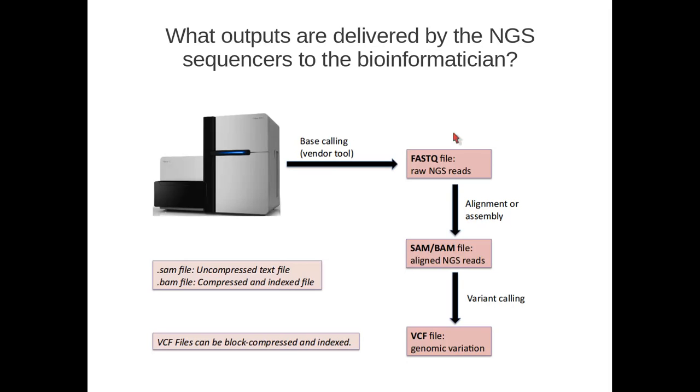So the answer to the question, what do you get? Well, you get the FASTQ file. Okay, I'll tell you exactly what that is in a second. We're frequently dealing with SAM or BAM alignment files. And then finally, when we get to the end of our analysis, we end up with variant call format, or VCF, which is how we store all of our SNPs and structural variants.